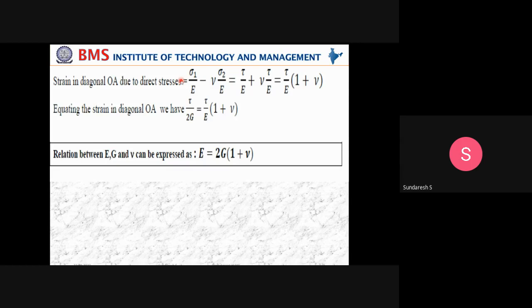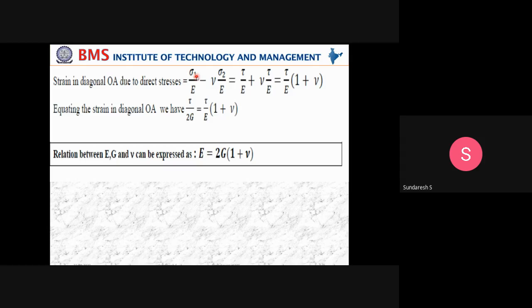But in this case, only two direction stresses are there. So therefore, you can see sigma 1 and sigma 2. Sigma 3 is not there. So sigma 1 is acting along OA and sigma 2 is acting perpendicular to the direction of OA. So this is the expression which you can arrive at by using the generalized Hooke's law. Okay. So now we have sigma 1 and sigma 2, which is equal to tau.